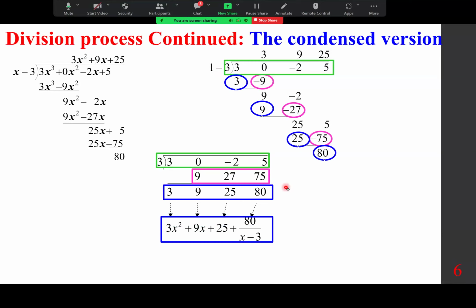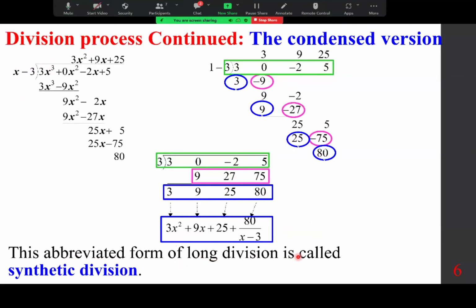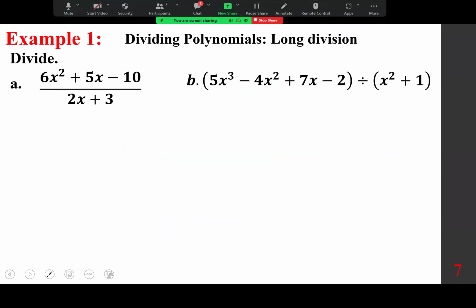And this is the final answer, 3. If you go back here, the degree was 3. For the quotient, the degree goes down by 1 because this has a degree 1. So the difference 3 minus 1 is 2. So 3x squared, 9x, 25, and this is the remainder. And this abbreviated form of long division is called synthetic division. Let's look at a couple of examples.